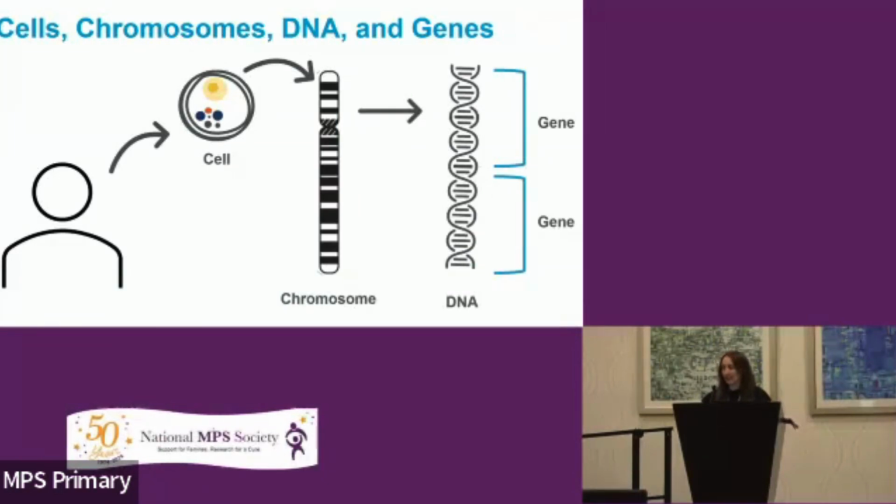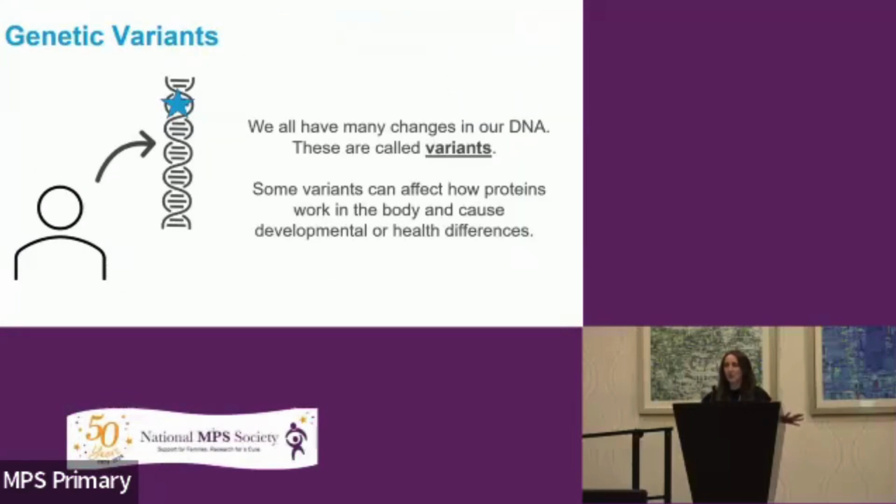To keep our DNA organized, it's wrapped up in our chromosomes. So genetic data is evaluating and understanding genetic variants. Genetic variants are changes in our DNA. While most of our DNA sequence is the same from person to person, we all have variants. Some can affect how a protein works in a body, some can cause developmental or health differences, and some genetic variants are just part of who we are.